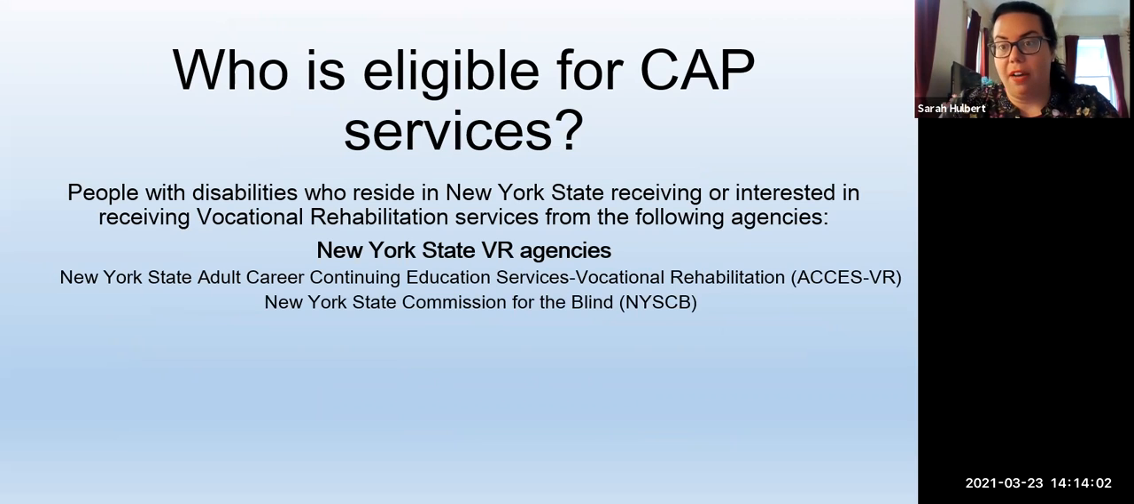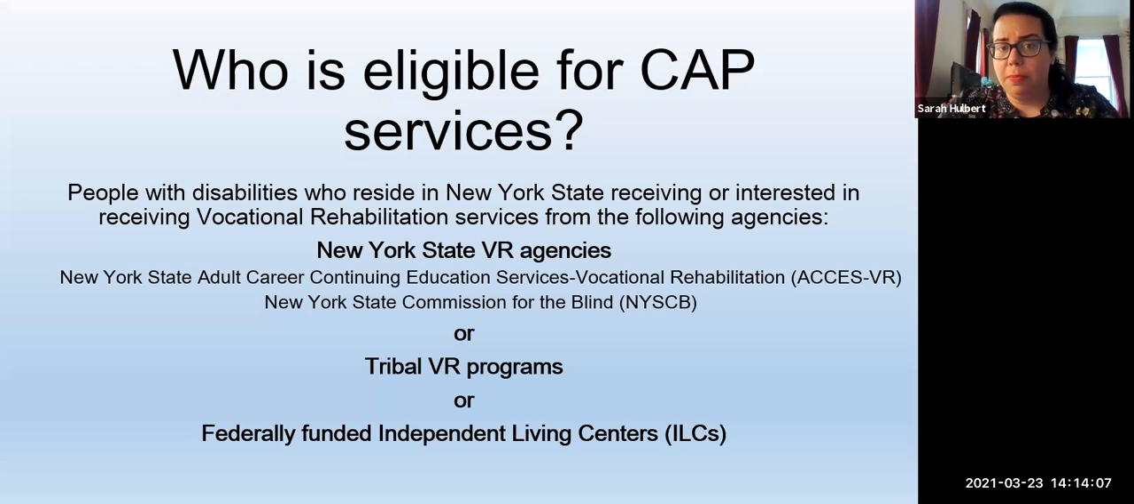Another concern that people have is whether they're eligible for services. So who is eligible for CAP services? These are people with disabilities who reside in New York State and are either receiving or interested in vocational rehabilitation services. There are several agencies that provide these services. One is the New York State Adult Career and Continuing Education Services, Vocational Rehabilitation. That's a mouthful, but the acronym, which you'll hear me say a lot, is Access VR. That is definitely the agency we work with the most. I would say 98% of my clients work with Access VR.